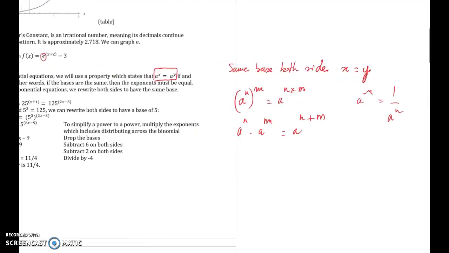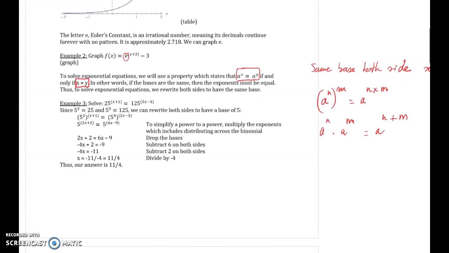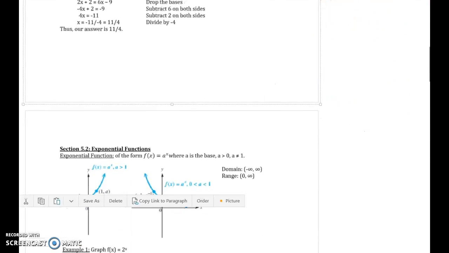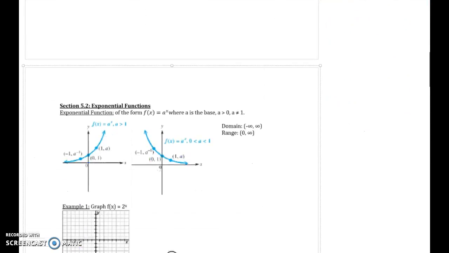All right, so this is the reason why when you're looking at right here, you end up having 5 squared to the x plus 1. You are multiplying 2 times x plus 1. This is why you get 2x plus 2. And now, therefore, you can equal both exponents and find the value of x. Okay? All right, let's continue.